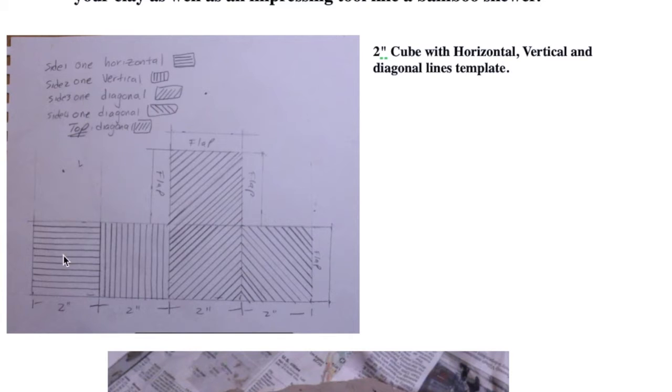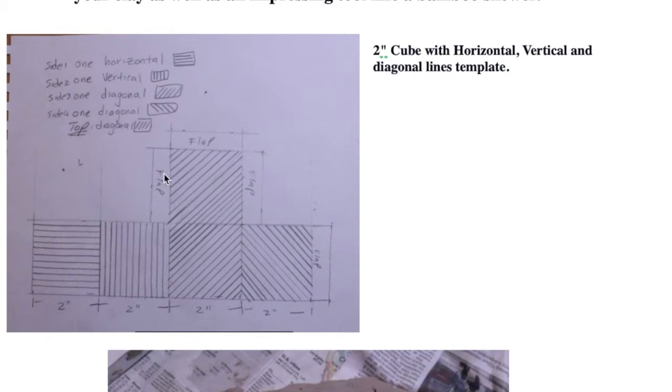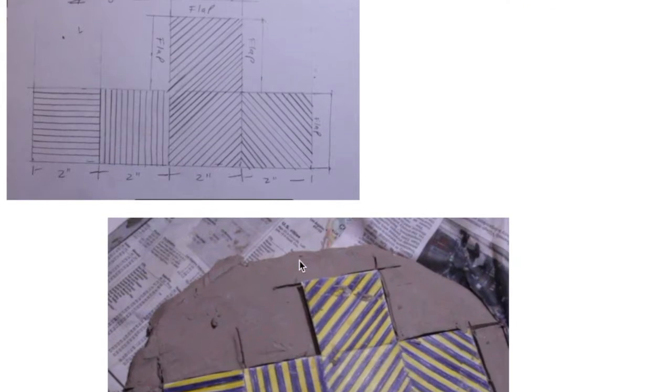Okay, side 1, horizontal; 2, vertical; 3, diagonal; 4, another diagonal, opposite; and then the top is a diagonal. Okay, so that's what your template will look like. You should have a flap here, flap here, flap here, coming off a 1/2 inch on each side. And these are 2 inches by 2 inches. Okay, everything is on the 2-inch.